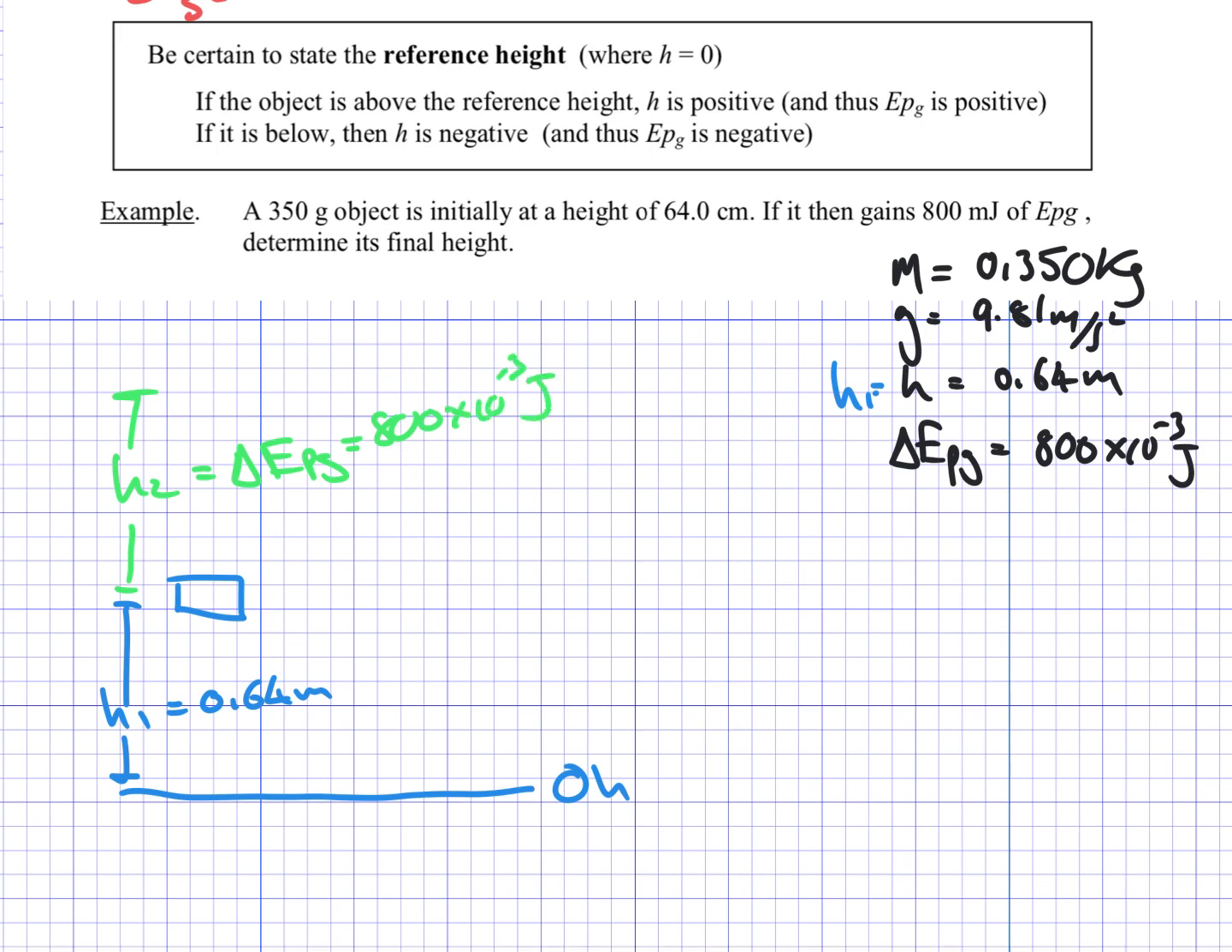Okay, so we need to determine the change in that height. We need to get h2, and then we can figure out the final height, and hopefully you can see the final height is going to be this whole height added together. So let's look at this height 2.